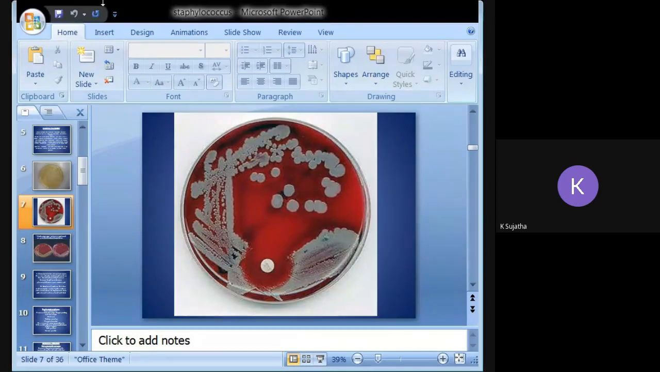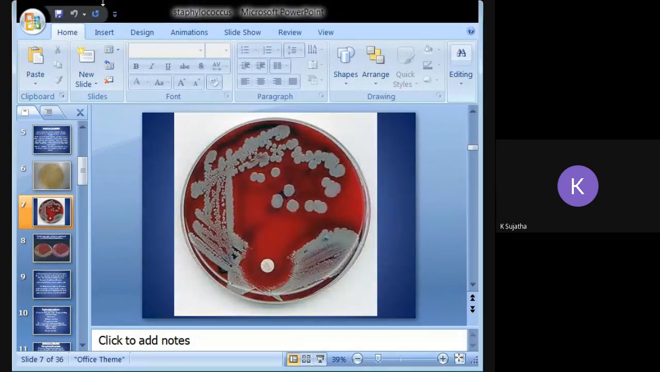MacConkey agar is also used for this bacteria, because this bacteria ferments lactose. So this bacteria also grows on MacConkey agar. Next, how to detect the bacterial biochemical reactions? The catalase test is positive, because this bacteria releases the catalase enzyme and the coagulase enzyme. How to detect the catalase enzyme?